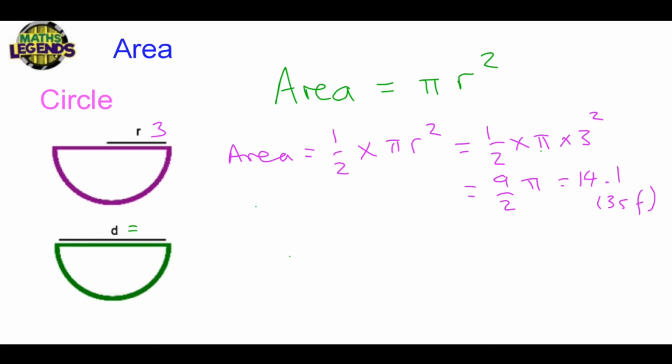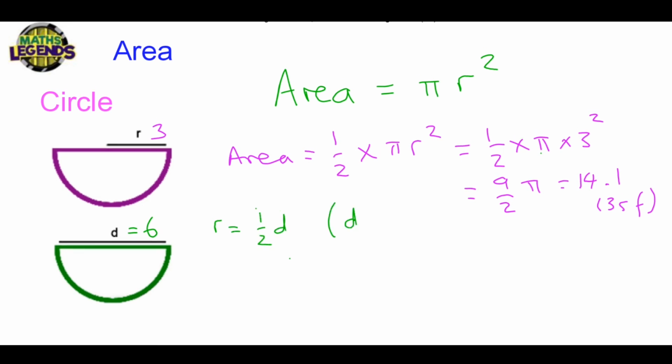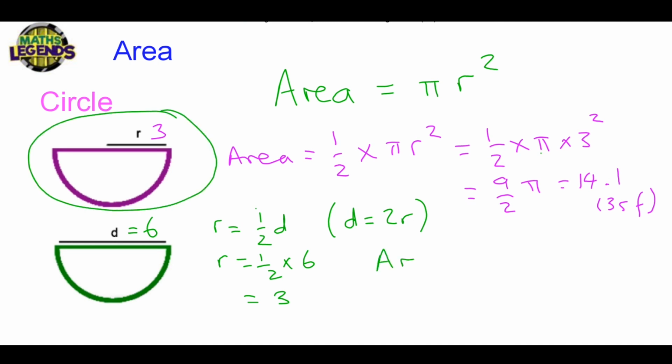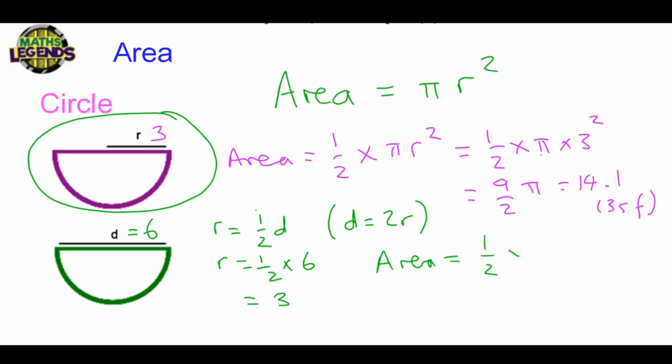We use the same approach for the second one, but this time we know what d is, so let's call d equal to 6. Now first we need to work out what r is. So r is a half d. This is the same as saying d equals 2r. So that means r is equal to half times 6, which is 3. Now, in terms of calculating the area, it's the same as what we did previously for this question. So area equals a half times pi times r, which is 3 squared, which is what we calculated above as being 14.1 to 3 SF.